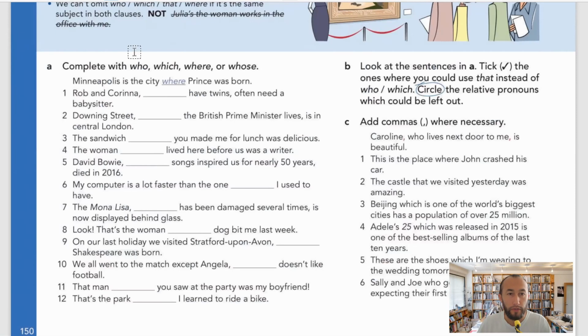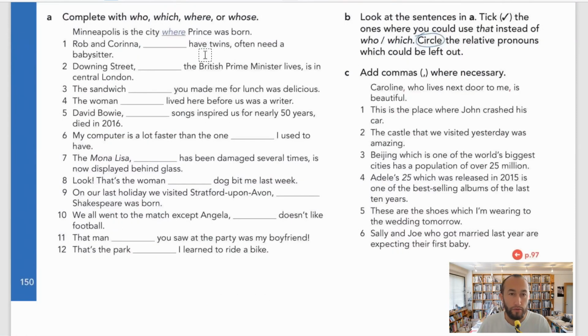Exercise A, complete with who, which, where, and whose. Let's get started. Minneapolis is the city where Prince was born. So we use where when we talk about a place. City is a place. So where Prince was born is a relative clause giving some information about the city, and that's it.